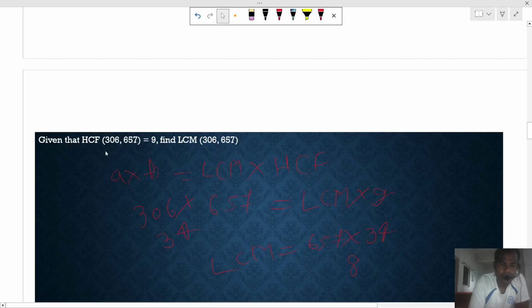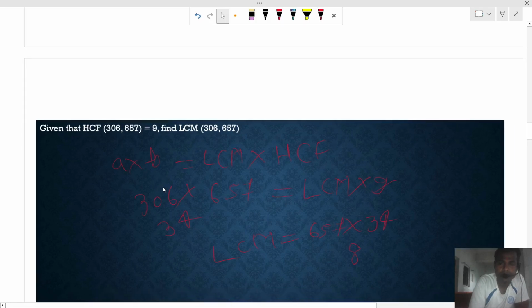This is a formula. If you have two numbers and the HCF or LCM, you can find A into B is equal to LCM into HCF. A is the first number, B is the second number, and if both the LCM and HCF are given, you can calculate. You can also multiply yourself. This is simple. Now this formula you must have learned: LCM into HCF is equal to first number into second number, that is A and B.